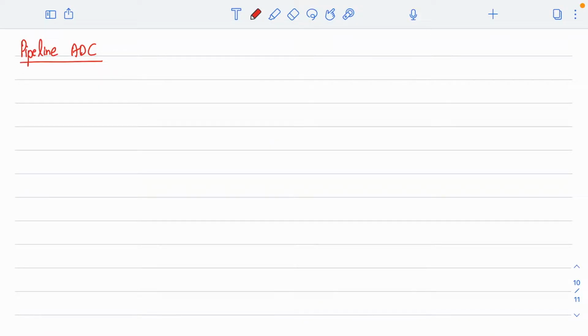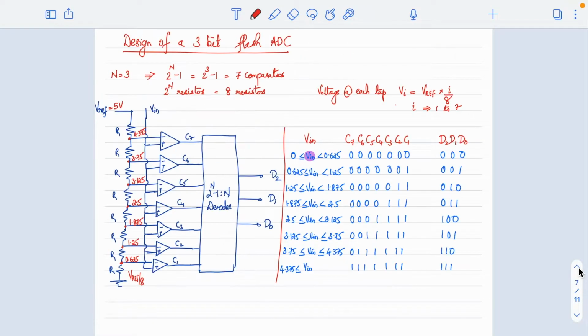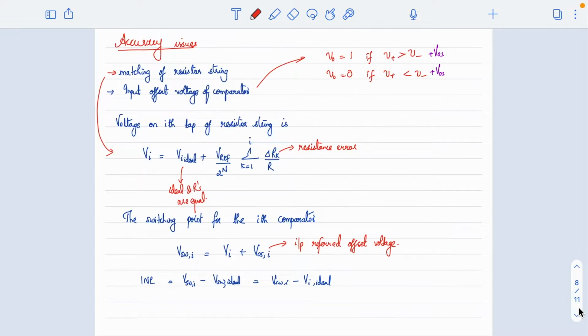Welcome back to another session of mixed signal IC design. In the previous lecture we were looking at flash ADC, the architecture of flash ADC and how the conversion happens in a flash ADC. We also looked at the design of 3-bit flash ADC, how the thermometer coding will be converted into digital code, and we also looked at the accuracy issues with respect to the matching of the resistor string as well as the input offset voltage of the comparator.